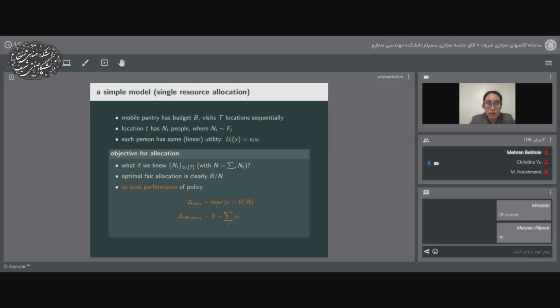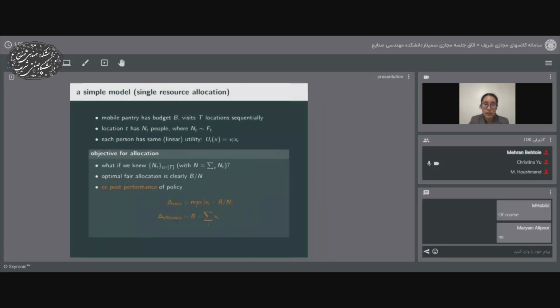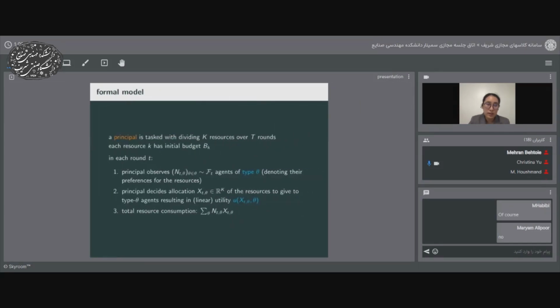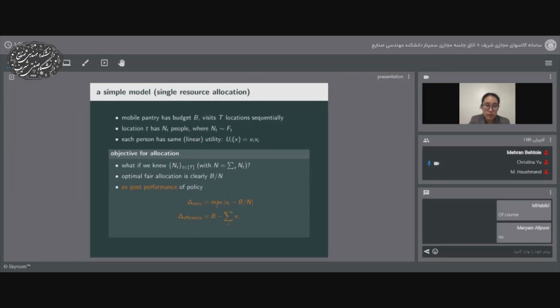You can think of Pareto efficiency as capturing the notion that there's no waste in the system, because there's no unused resource that you could just add to the allocation and make everyone happier. So in this case, the delta efficiency, meaning how far we are from the efficient solution, is captured by the total budget minus the amount that's allocated. Again, you can think of this as the waste in the system. It's the amount that is not allocated. All right, so this is our setting for the single resource, single type.